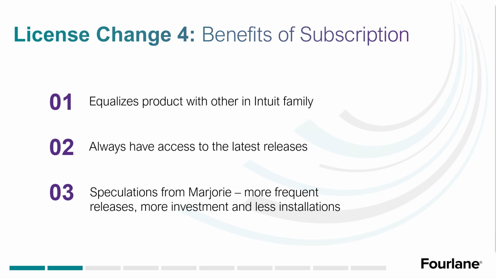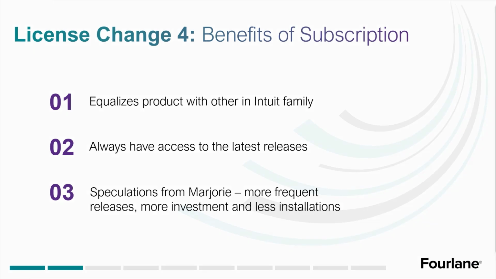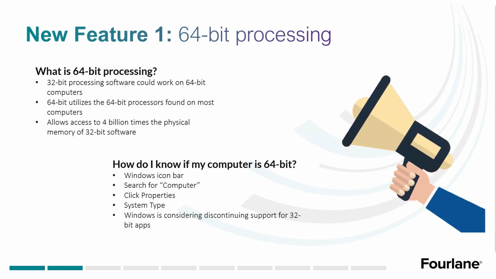Okay, now that the licensing discussion is over with, let's go on to our new features. So here's new feature number 1: 64-bit processing. This feature doesn't have nearly enough slides to understand the impact that it's going to be having. In QuickBooks Desktop 2022, QuickBooks has moved to take advantage of 64-bit processing.